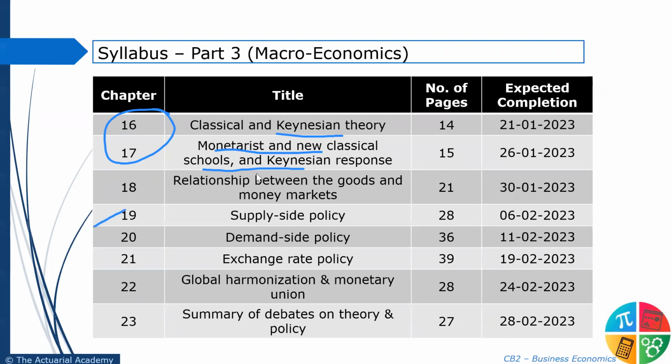Then we'll move on to supply side, demand side policy, exchange rate policy, basically policies by the government or the state, and how to mitigate different issues with regards to supply, demand, and exchange rate. This is pure macroeconomics, these three chapters, and some other chapters on global harmonization, monetary union, the European Union, currencies, exchange rates, and lastly, a debate on the ideas of different economists, like I mentioned in chapter 16 and 17. So this is the whole syllabus, total 23 chapters of CB2.